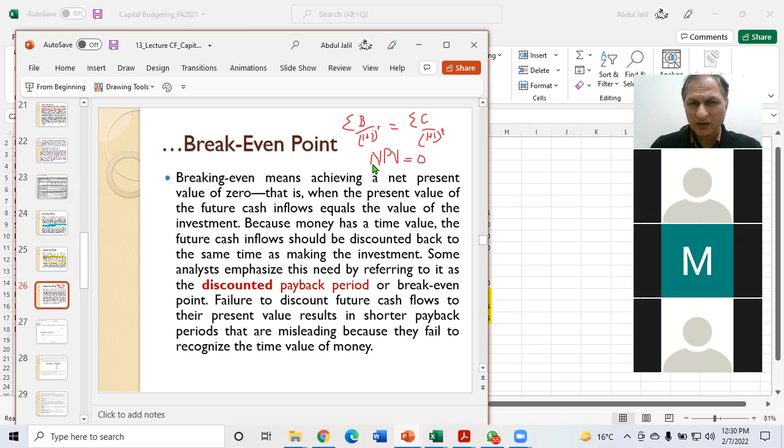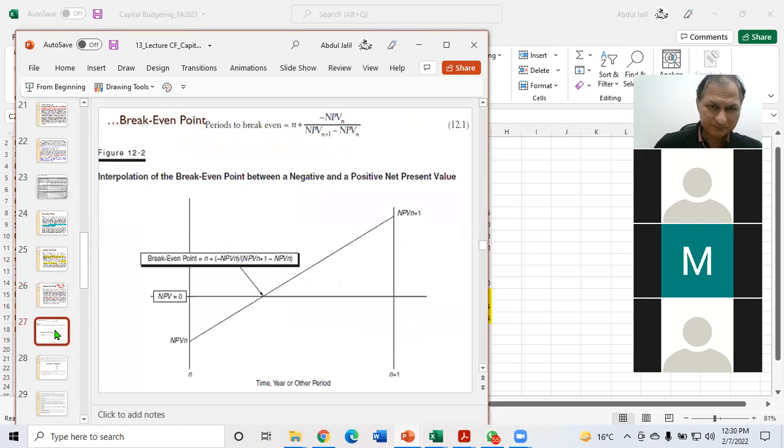It becomes 0. So after that it becomes greater than 0, positive. So in that case you are going to have more returns. So this shows this example of how the break-even point comes. That present value is 0. So NPV is going to rise after that.